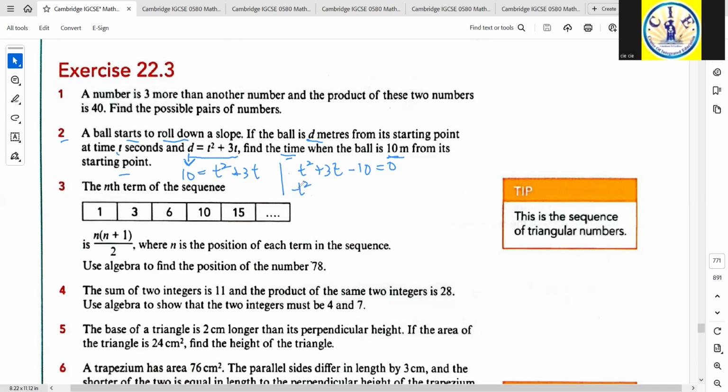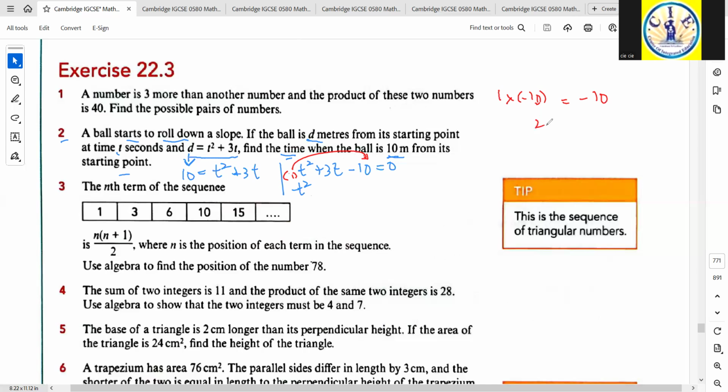So t squared, and then again I'm applying the previous method done in the first question. 1 is to be multiplied with the constant term negative 10. The answer is negative 10, and now we need to have the factors of 10, which are 2 and 5.